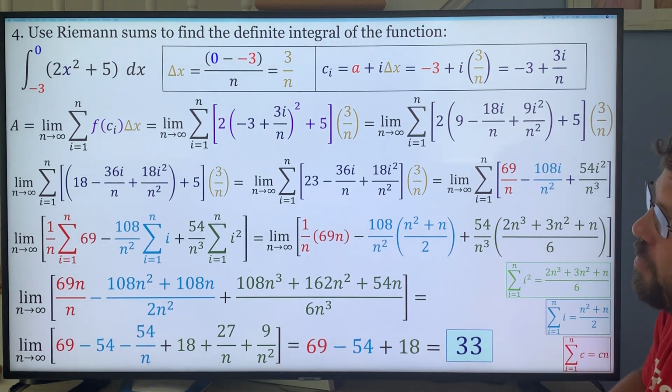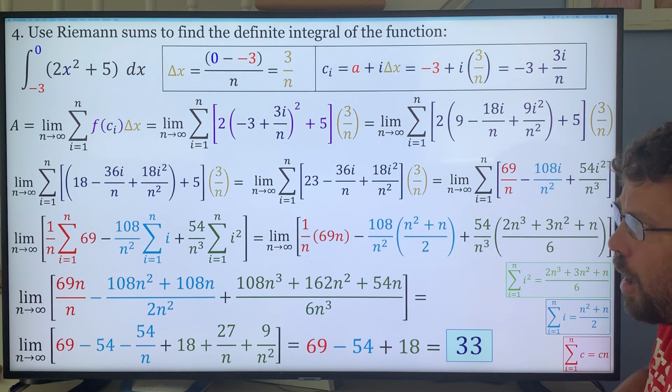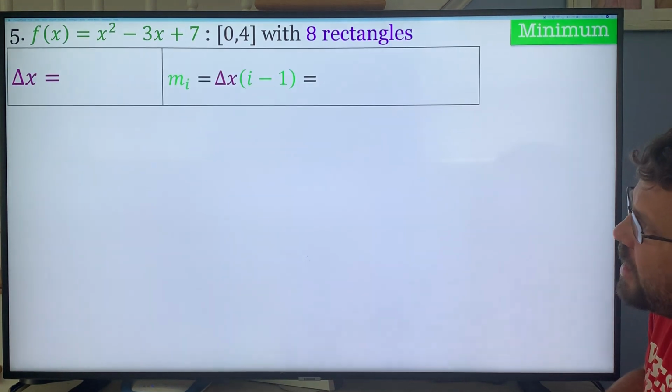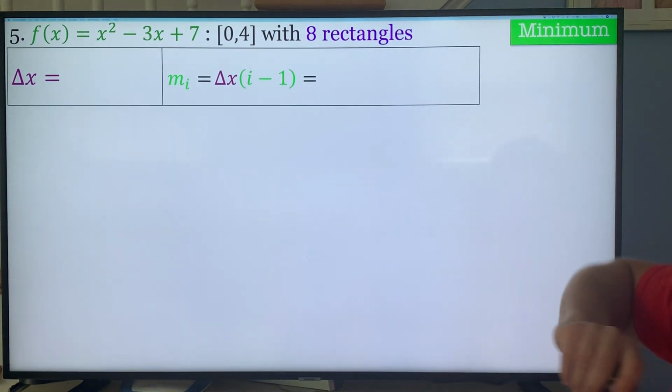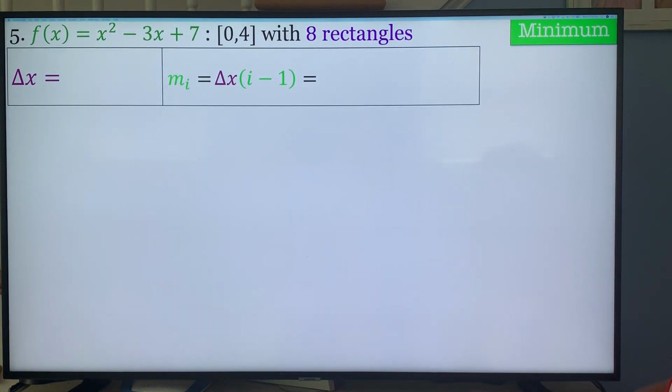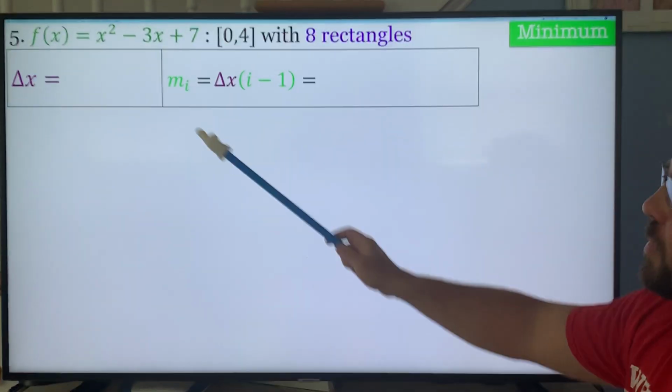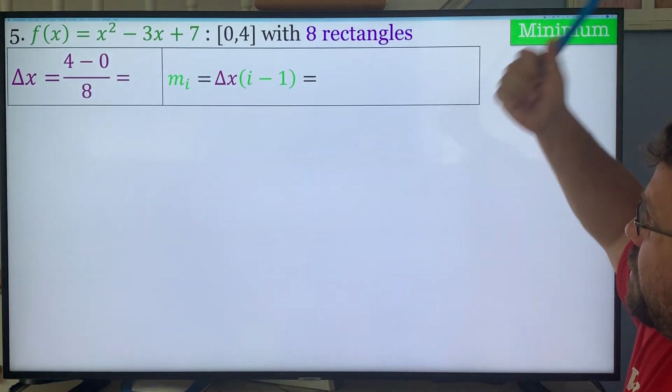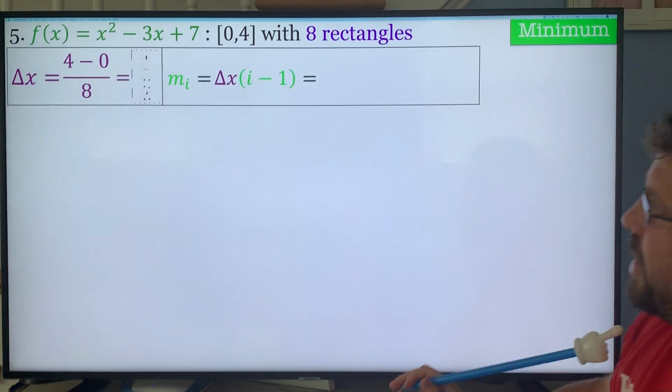Right? We good? All right. Now we're going to do 4 more problems, just like the 4 problems we just did. And hopefully you got it again. So first off, minimum. Just like number 1. Delta x, b minus a over n. 4 minus 0 over 8 is 1/2.